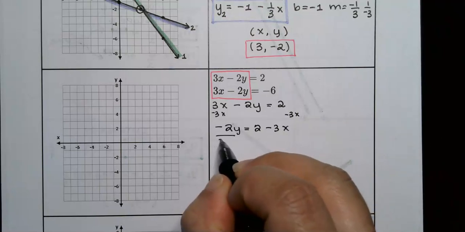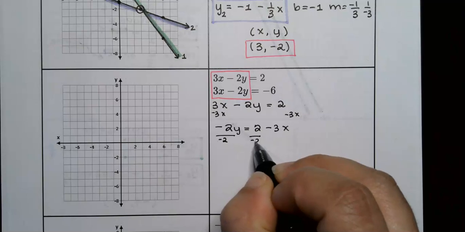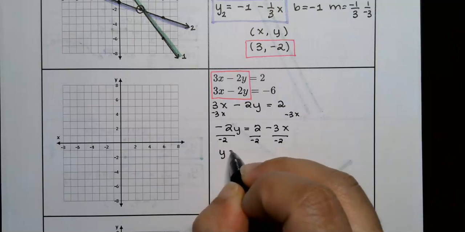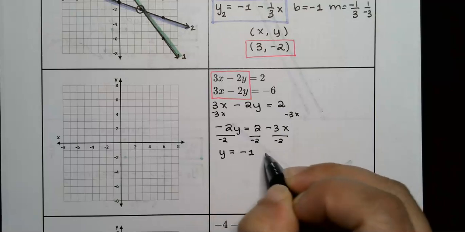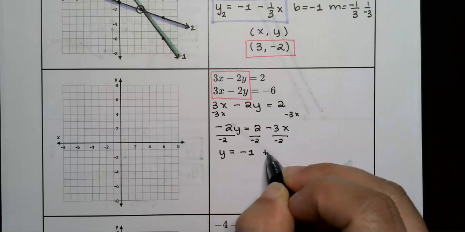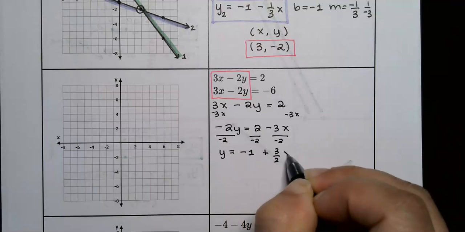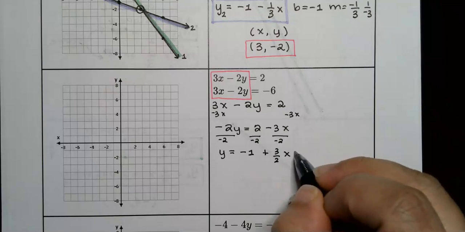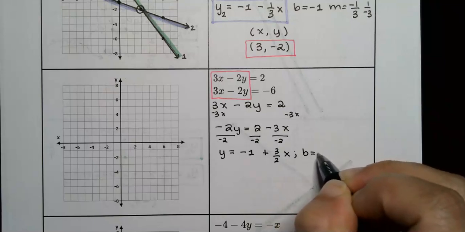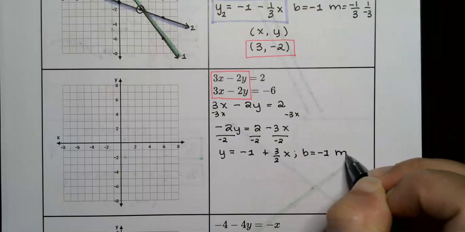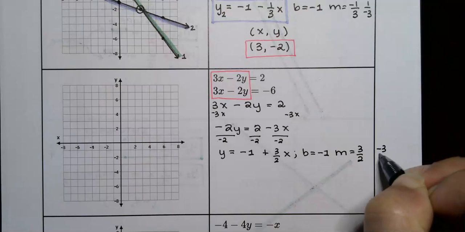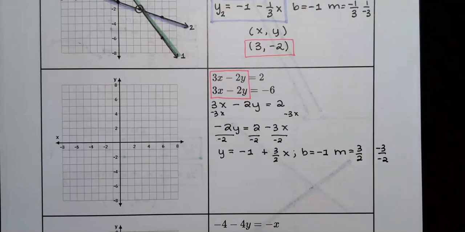Let's divide everything here by negative 2. And so we get y is equal to negative 1. The two negatives become positive 3 over 2. Okay. So from here we know that our y-intercept is negative 1. Our slope is 3 over 2. But we can also use negative 3 over negative 2 to help us graph that line in reverse.